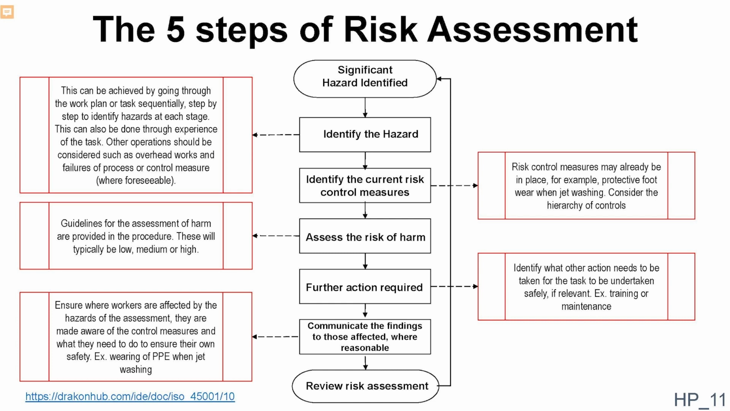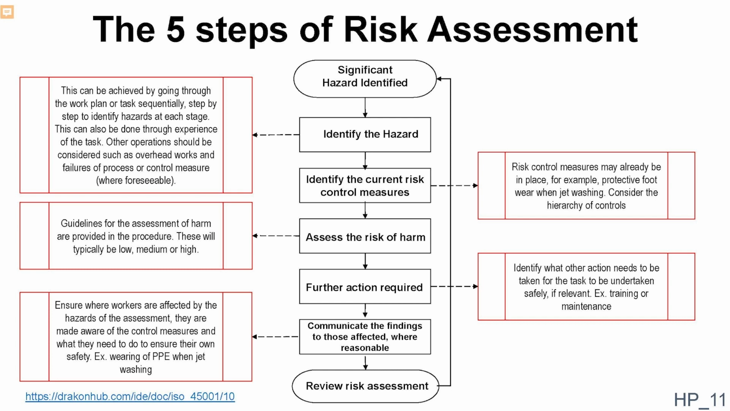You're identifying the risk control measures. So how likely is it that you are going to get electrocuted? How likely is it that you are going to fall off your ladder? You're assessing the risk of harm. If you do fall off your ladder, you're going to break your back. Are you going to have a broken arm? You're assessing what kind of risk and what kind of impact that's going to have on you, and then you're looking at the further action required.